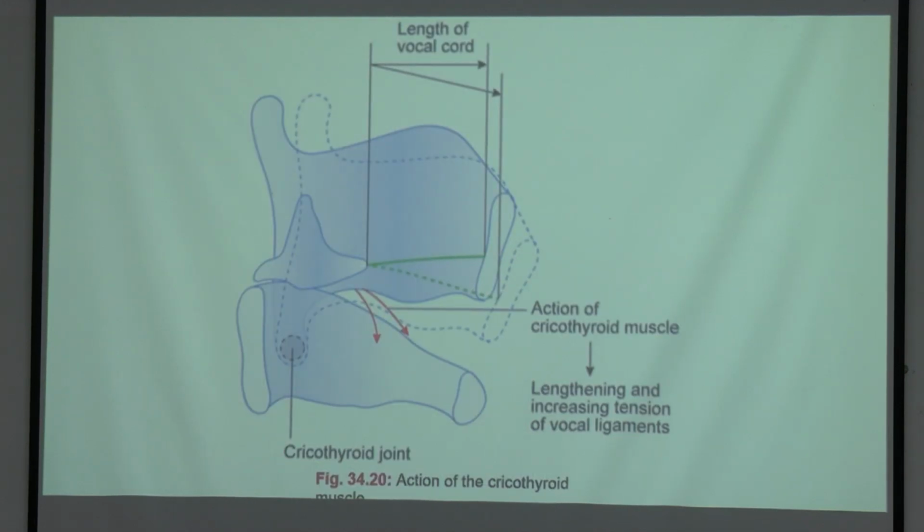Only the cricothyroid muscle, when it contracts, we can find the thyroid cartilage comes forwards. So there will be development of tension in the cord. So the only tensor is the cricothyroid.